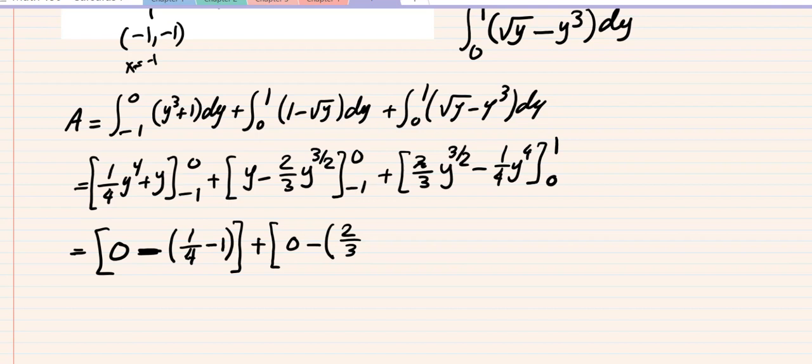Okay, sorry about that. This is actually going to go from 0 to 1, right? Right up here. I don't know what happened. So all the limits should be 0 to 1.